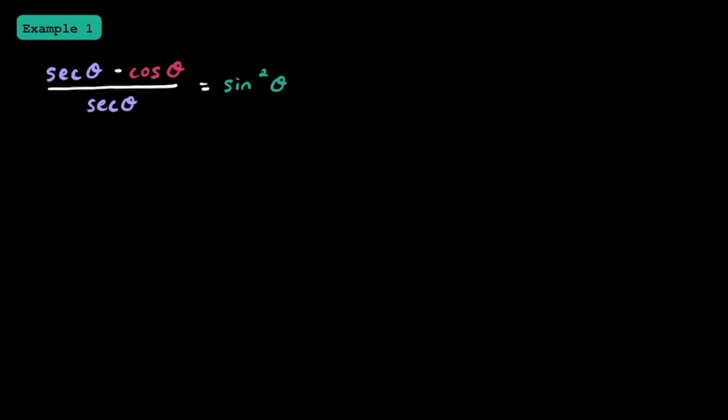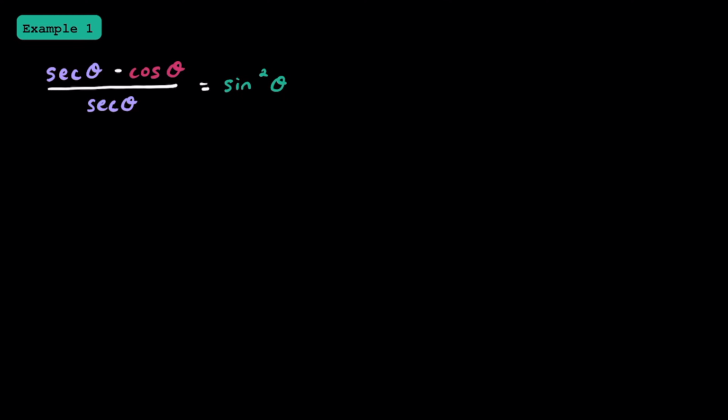Here in example 1, we have secant of theta minus cosine of theta over secant of theta is equal to sine squared of theta. Pause the video now if you'd like to try this on your own first. Otherwise, you can just keep playing the video and we can go over it together. Since the left side is a lot more complicated than the right side, we're going to try to simplify it to make it match the sine squared of theta.